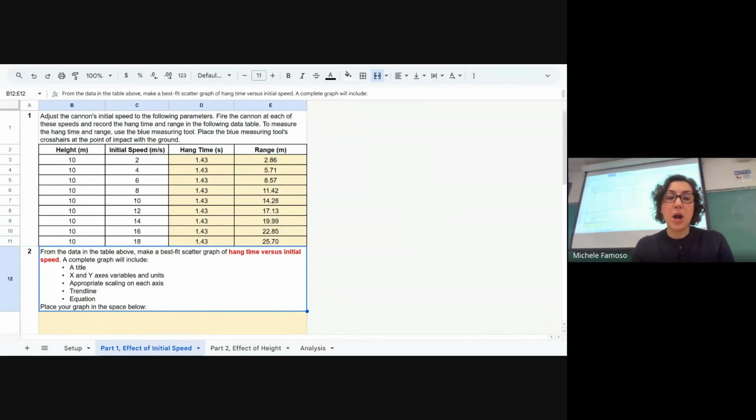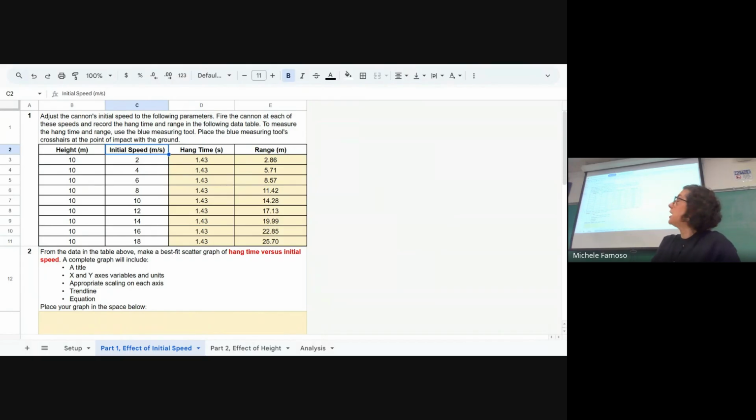In step 2, in part 1, it asked you to make a graph of the hang time versus the initial speed. Let me show you how to do this. We are not going to select the whole chart. What I want you to do is take your cursor, select the cell where it says initial speed in meters per second, like you can see selected in blue on my screen right now. Hold down your shift key, then right arrow over to select hang time in seconds, and then use your down arrow key to select the initial speeds and the hang times. So that blue box now appears. If you look up in your formula bar here on the top left, it should say C2:D11 if you've done it correctly.